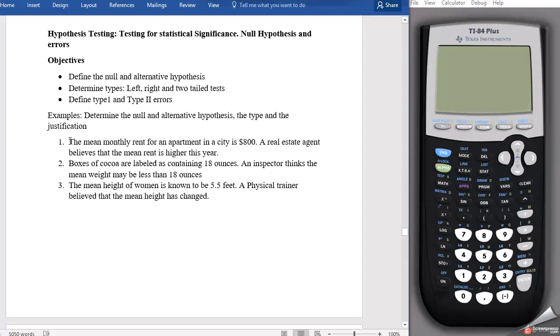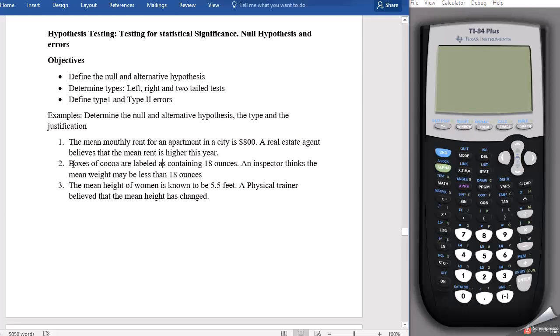We have example number 1. The mean monthly rent for an apartment is $800. A real estate agent believes that the mean rent is higher than this. So in this case, what we know is that the mean is $800. So that will form the basis for our null hypothesis. Then the real estate agent is believing that the rent is higher. So that will be what is going to form a basis for the alternative hypothesis. So in this case, we're going to have the alternative hypothesis saying that the mean is greater than 800.